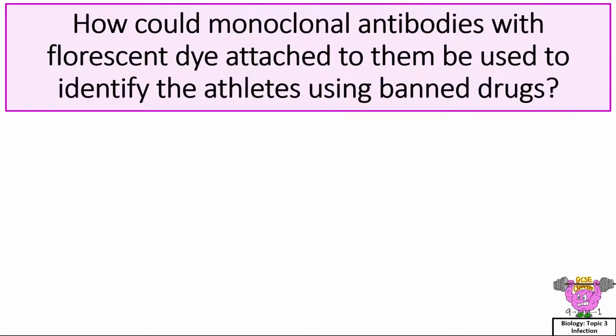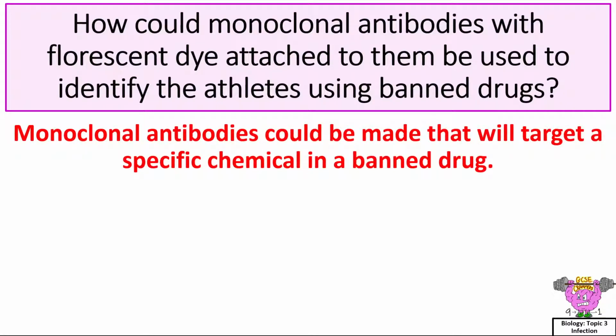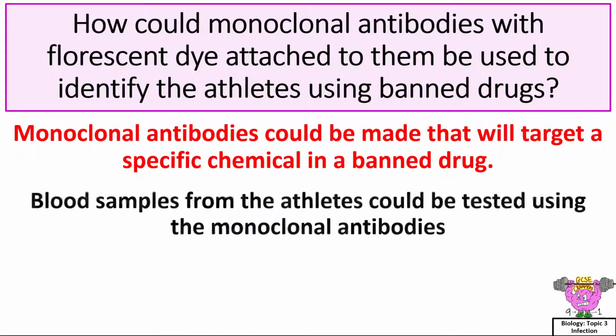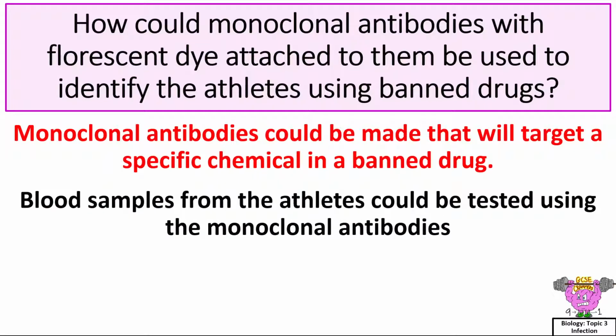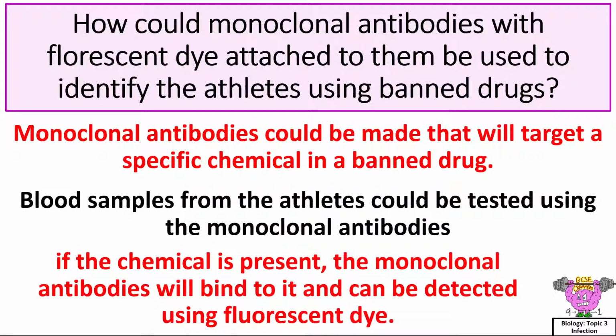How could monoclonal antibodies with fluorescent dye attached to them be used to identify the athletes using banned drugs? Monoclonal antibodies could be made that will target a specific chemical in a banned drug. Blood samples from the athletes could be tested using the monoclonal antibodies. If the chemical is present, the monoclonal antibodies will bind to it and can be detected using fluorescent dye.